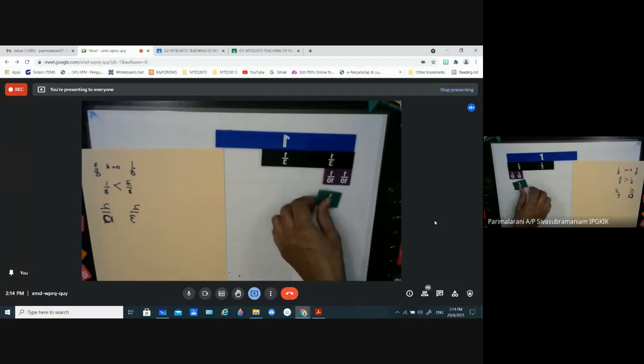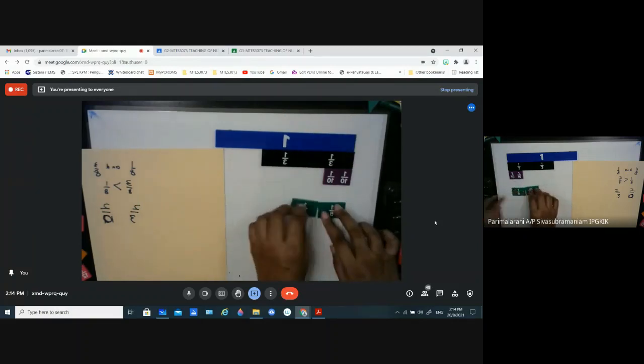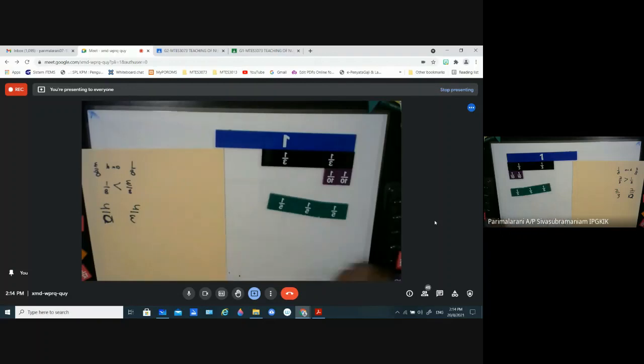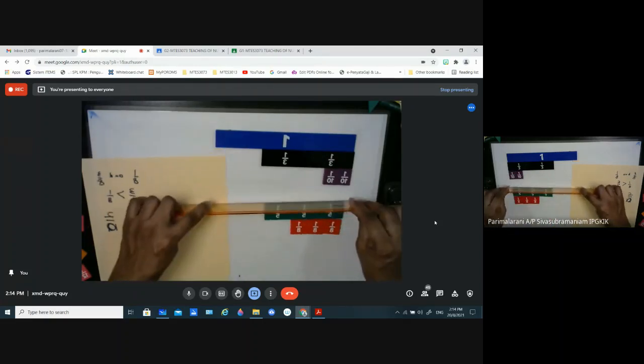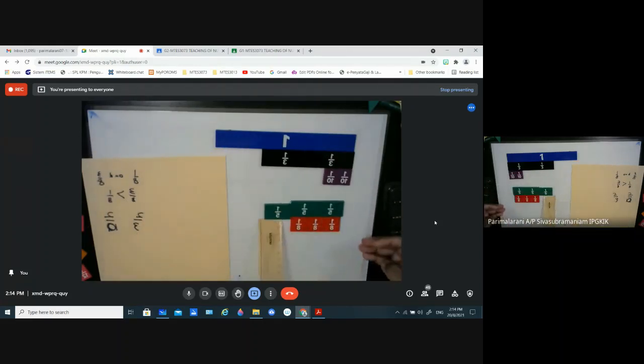So maybe we do another example. 3/5 and 3/8. Which is greater? 3/5 and 3/8. So what can you summarize from here? What can you generalize from here? 3/5 and 3/8, 3/5 is greater. 2/3 and 2/10, 2/3 is greater. So what can you generalize?